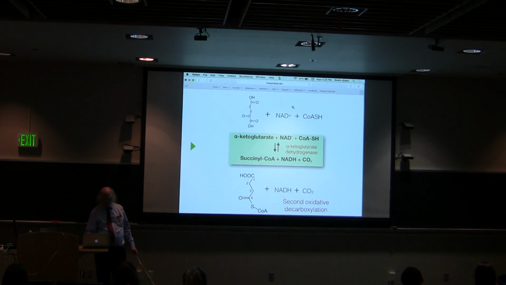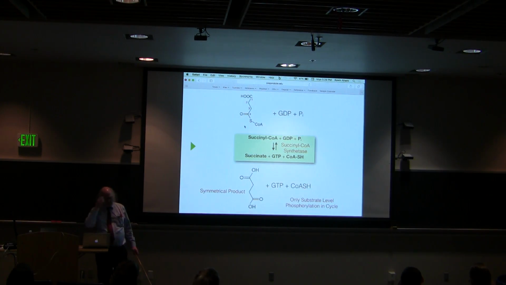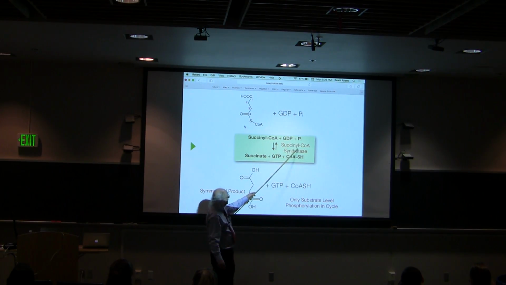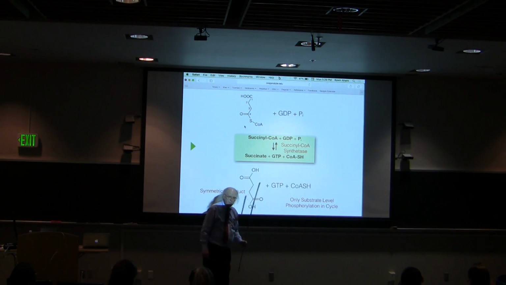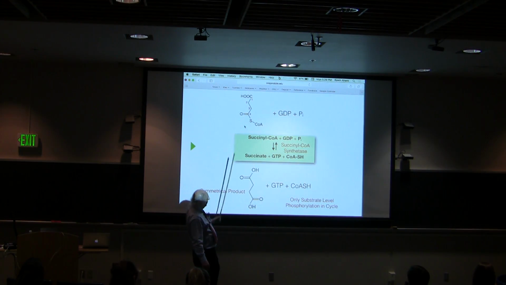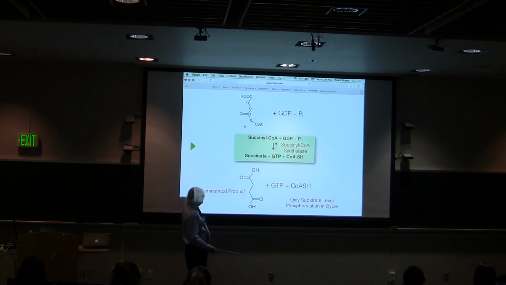Succinyl-CoA is important for metabolism of heme, and we won't talk about heme this term, but I will tell you that that is the case. The next reaction is catalyzed by the enzyme named for the backwards reaction, which is succinyl-CoA synthetase. The reaction in the direction of the citric acid cycle is to take succinyl-CoA and make succinate. So the enzyme was named for going from down to up, which is also fine.